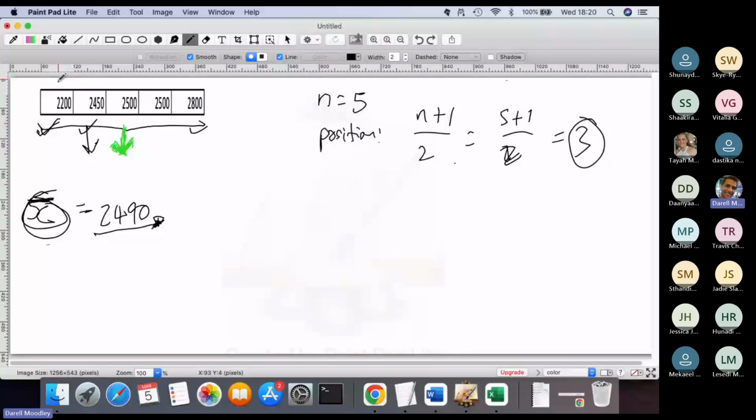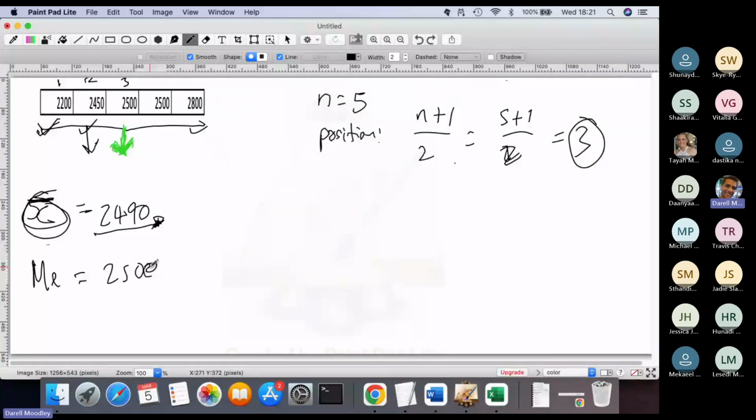So here's your first position, second position, third position. So there's your median. Whatever number corresponds to that position, in our case, it's 2,500. So your median, we denote it by ME, but you can write the full name if you want. Your median is 2,500.